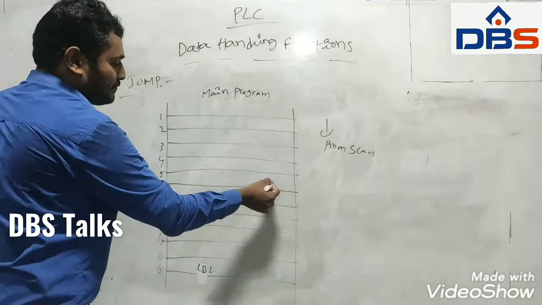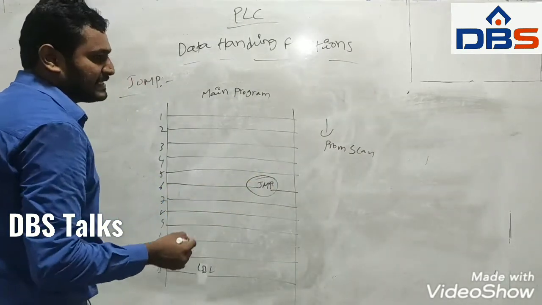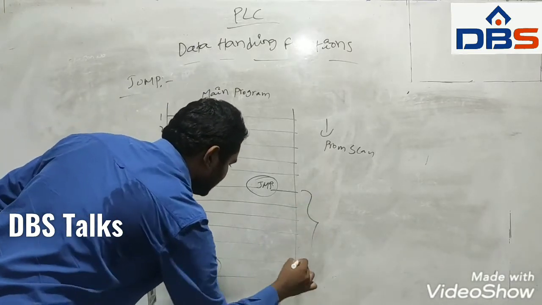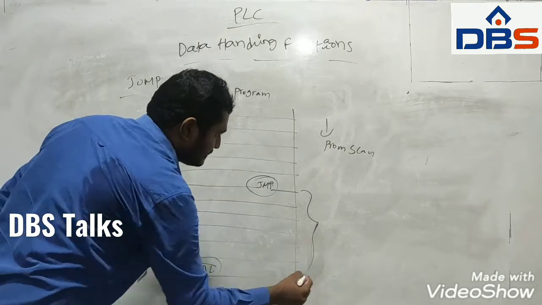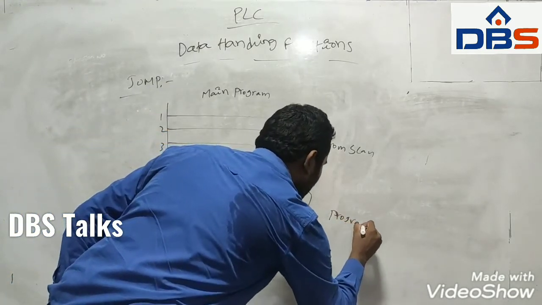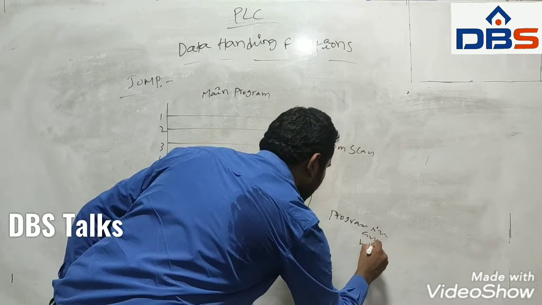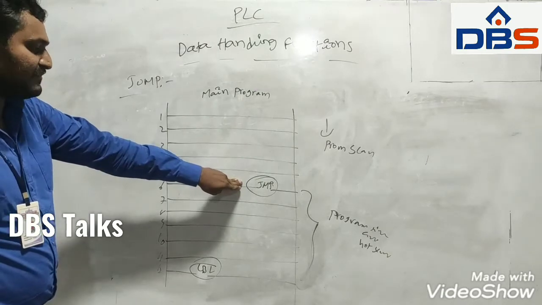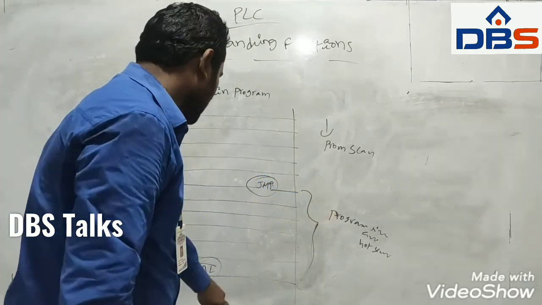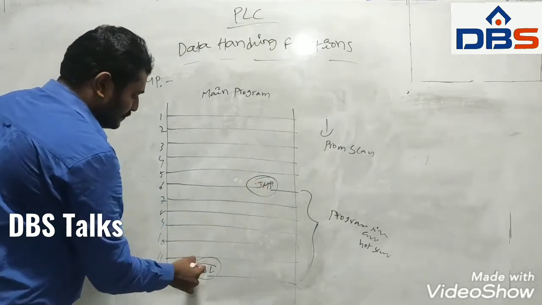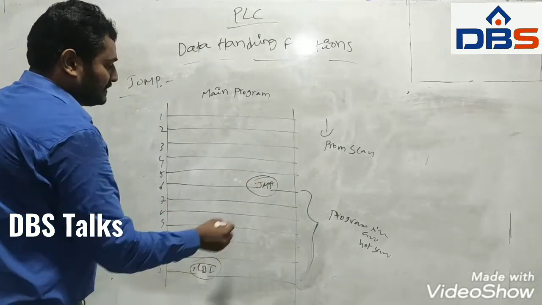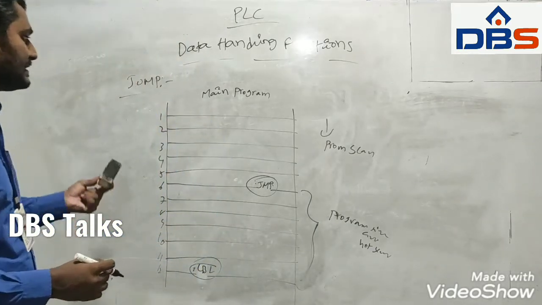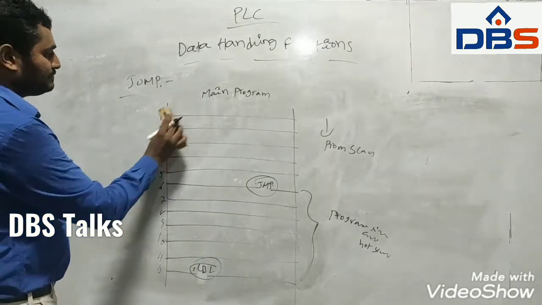Whenever the program encounters the jump function, that is the JMP function, it jumps to the label condition. That means these program lines are not scanned. Whenever the program encounters the jump function, the program jumps to the label position. Here I am taking two instructions, that is JMP and label. These contain the same addresses. That means the basic jump function is used in this manner.